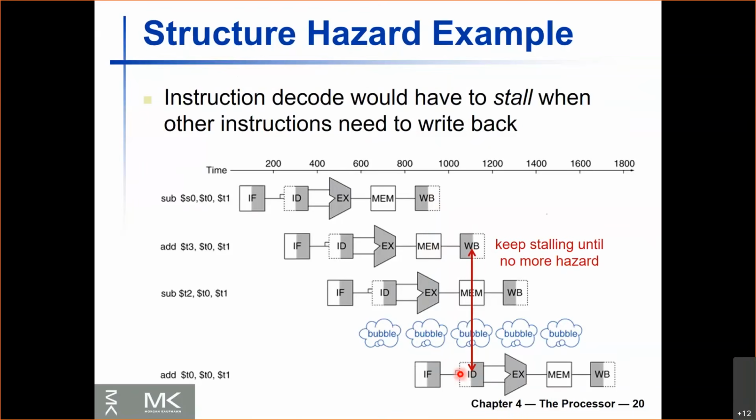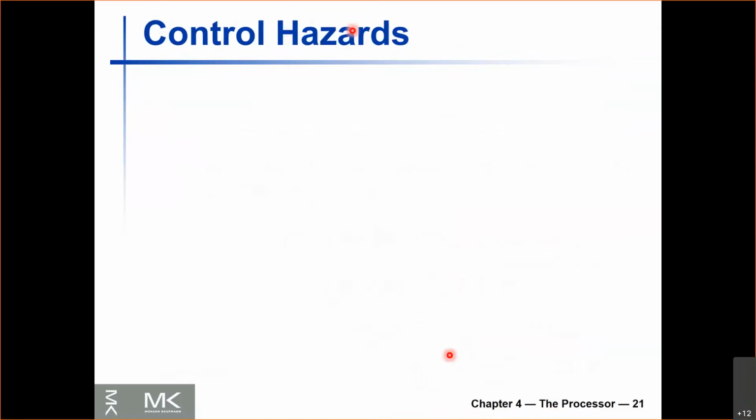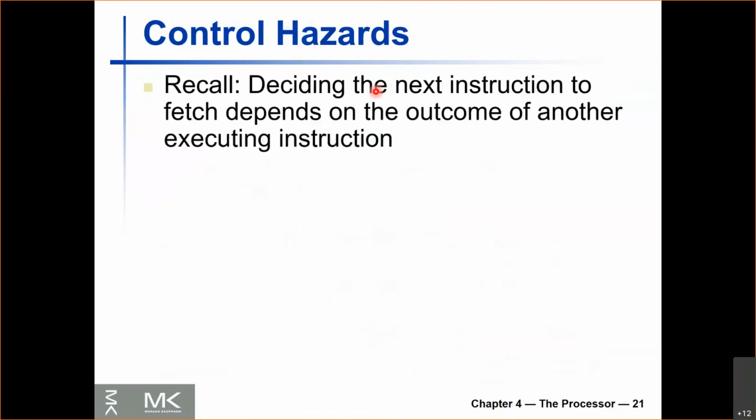Okay, so what I'll do today is continue talking about control hazards, which we weren't able to finish last time. And then after that, we'll move on to talking about how to apply pipelining to the data path that we had built before. So recall that control hazards occur when we cannot decide what instruction to fetch. And the reason is that what instruction to fetch next depends on the outcome of another executing instruction.